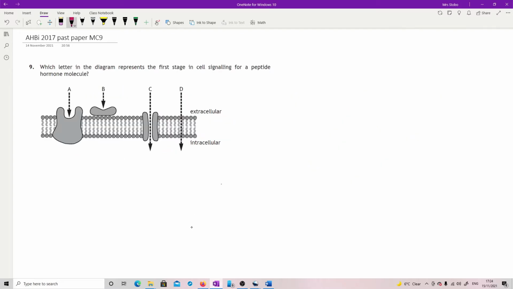There we go. Which letter in the diagram represents the first stage in cell signalling for a peptide hormone molecule? Okay, so peptide hormone, peptide is the clue here. This will make it hydrophilic. So we have a problem here in that it cannot get through this whole bit here. It can't get through the phospholipid bilayer. So it's definitely not D. We need it to be cell signalling, so that means I need something that goes from one side to the other. So it's not B, and it's not passing through because it would not be on this side as well, so it is A.